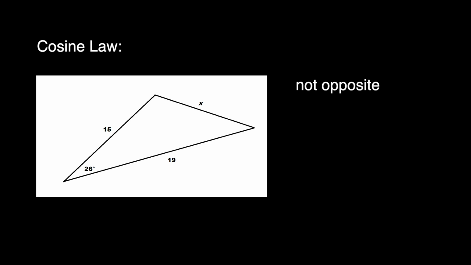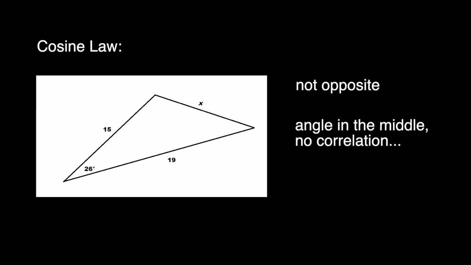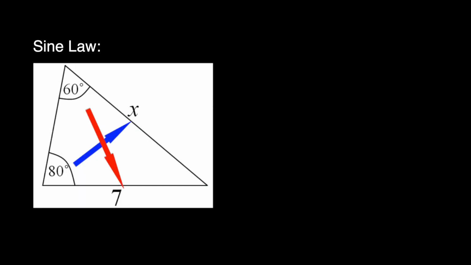One thing to note is how to identify when to use sine and cosine law. Cosine law is when angles and sides are not opposite, for example, 2 sides and an angle in the middle. And sine law is used when angles and sides are opposite, forming an X shape, basically. And that's basically sine and cosine law.